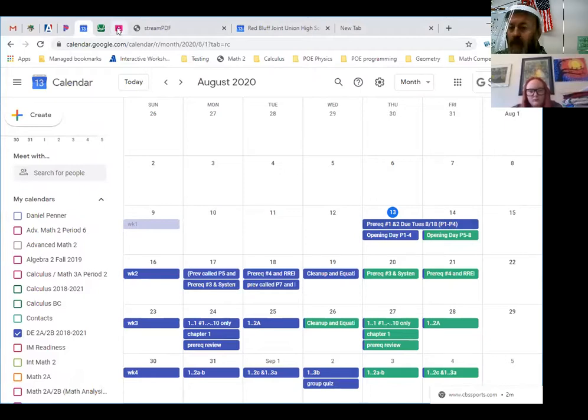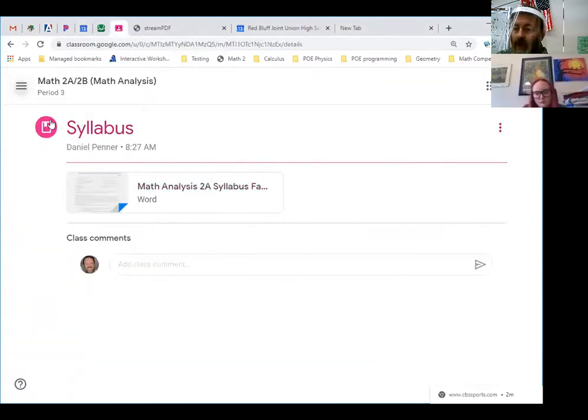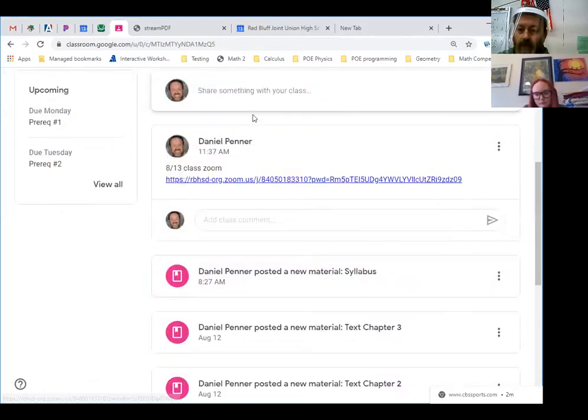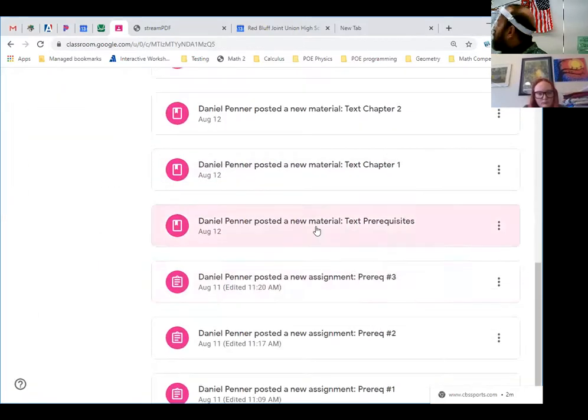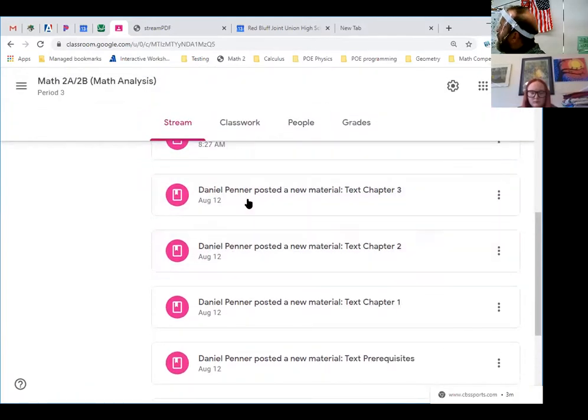I've already posted your textbook right in here in Google Classroom. If you look right here, see your text prerequisites are sitting right there. If you open that up, your entire textbook is there. Chapter 1 is all there, chapter 2 is all there, and chapter 3 is all there. That's actually the entire semester for you guys. So you don't have to get a book if you don't want one. If you want to go get one at the library, you can. But your entire textbook is sitting in Google Classroom right now as we speak. So that's up to you.